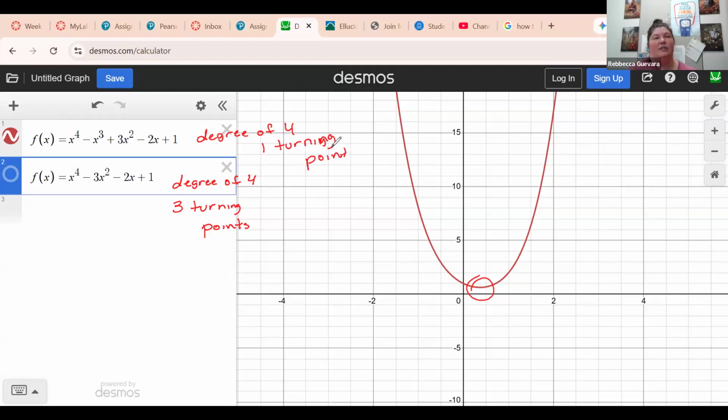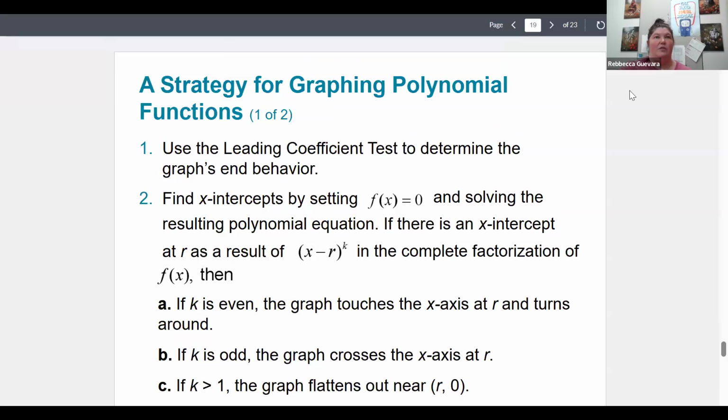So really all this is telling us is the maximum amount of turning points I can have. It's always going to be the degree minus 1, but I could definitely have fewer turning points than that. So knowing your turning points can help you a little bit in graphing because it'll tell you if you've gone wrong. So we're going to use the leading coefficient test to determine end behavior when we first start graphing functions.